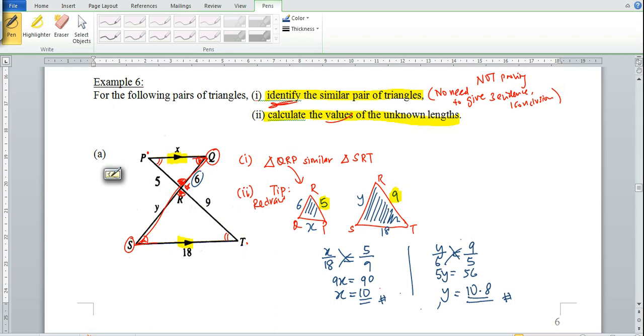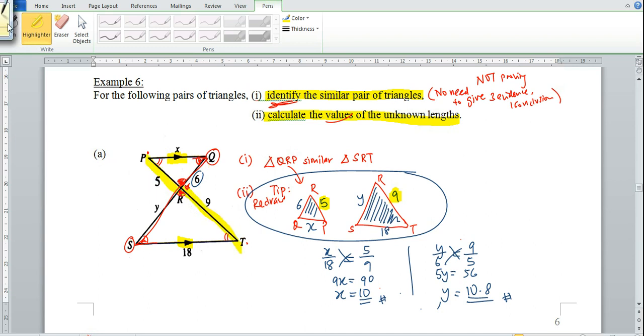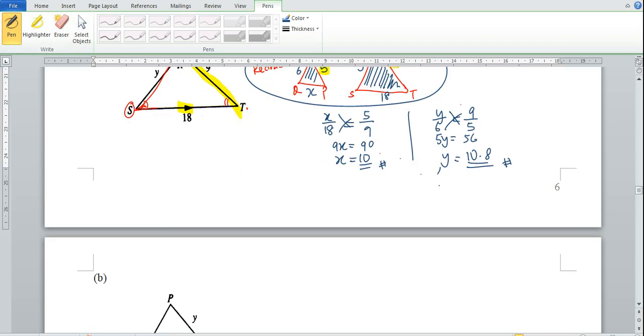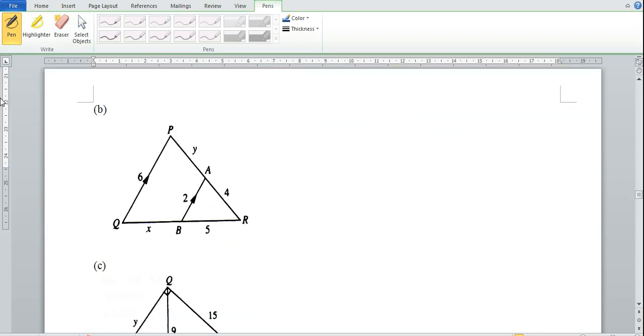A really good tip is to redraw your diagram, so you won't be confused. If you don't redraw, there will be students who think that 6 corresponds to 9, but it's not. It's 5 that corresponds with 9. So please be careful. Let's look at the next example.